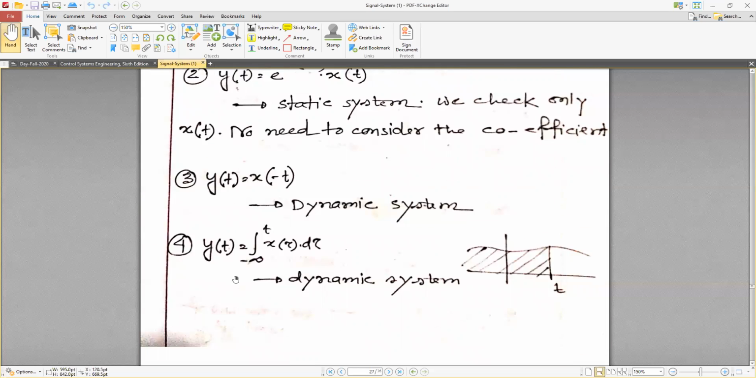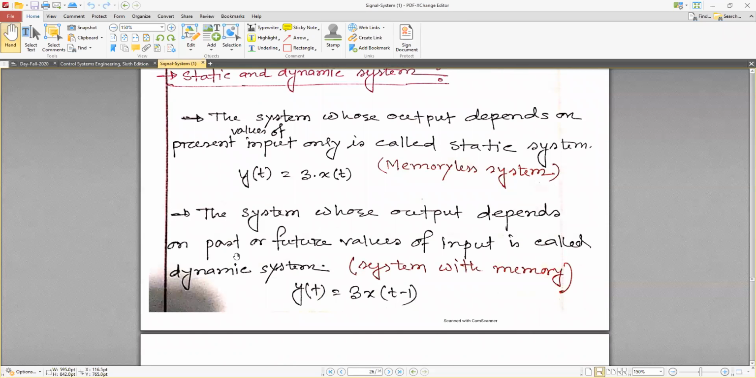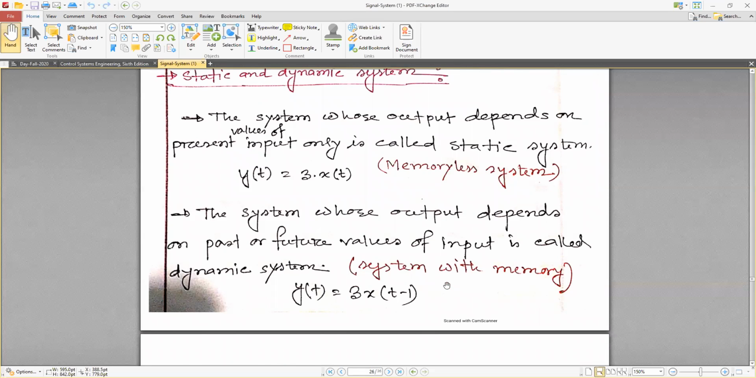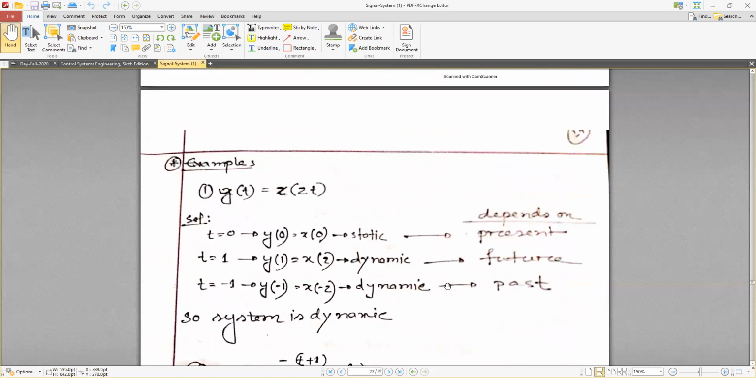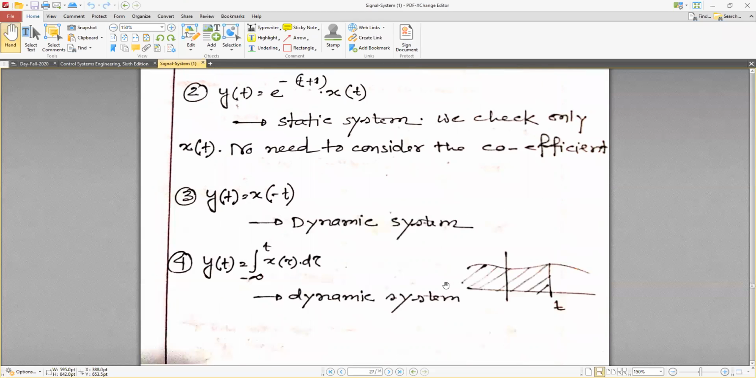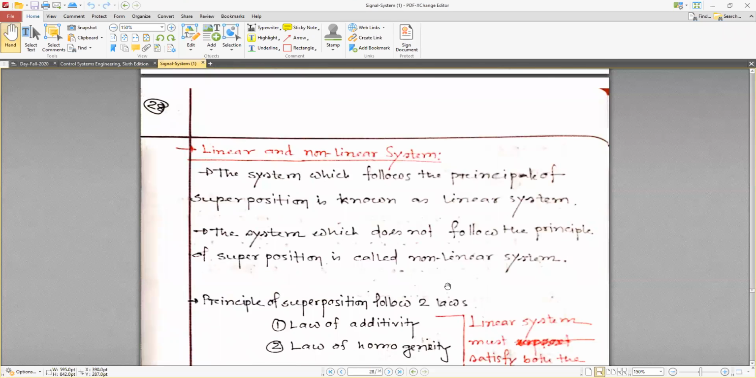Okay, so that is the static system and the dynamic system. So remember, a static system is the memory-less system and depends on the present value, present time, and a dynamic system depends on the past or future time. Okay, the output depends on the past or future. So this is the difference between the static and dynamic system. I can ask you in the Viva: what are the differences between a static system and a dynamic system?